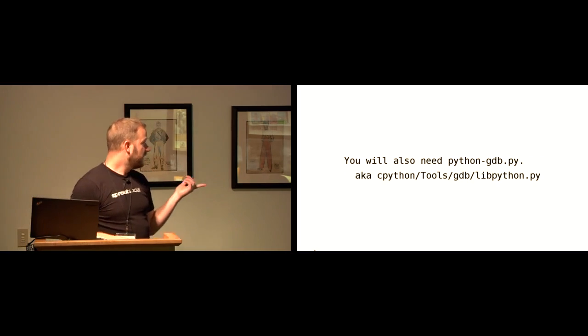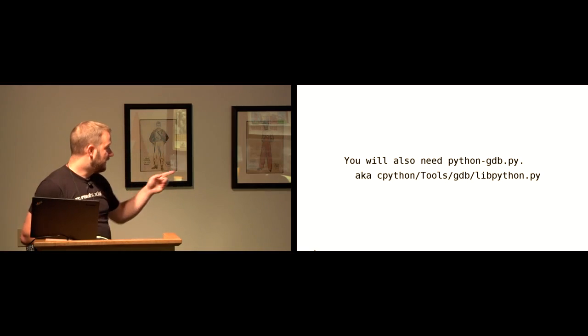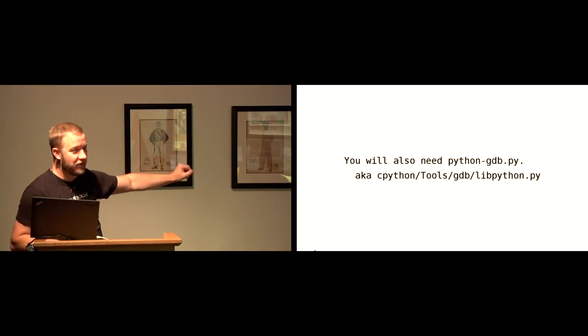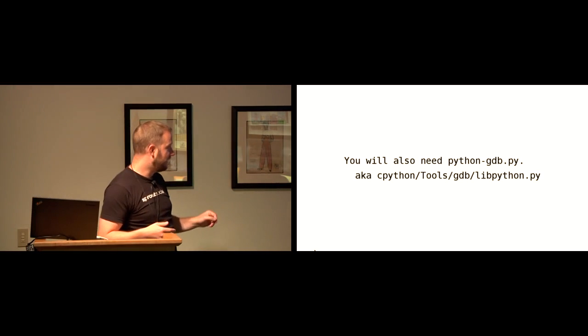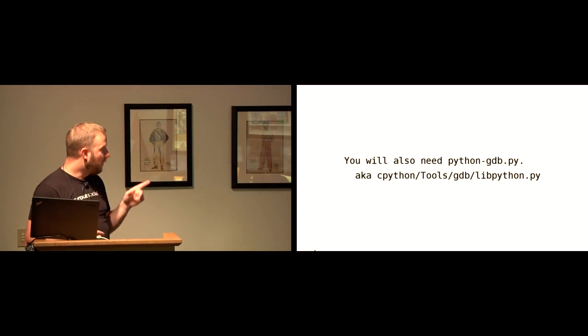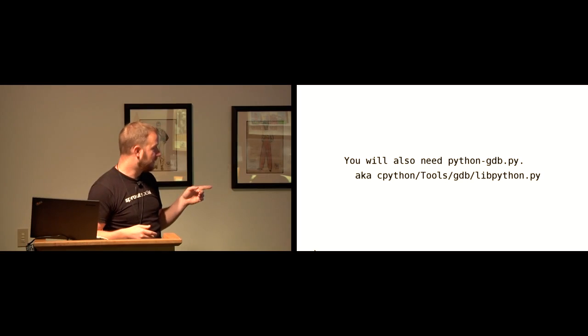Finally, you're also going to need python-gdb.py. This is in your CPython. I assume if you're going this deep into it, you're going to have a copy of the CPython source lying around. Grab that module, you're going to need it. What that module contains, read it sometime, it's quite interesting.